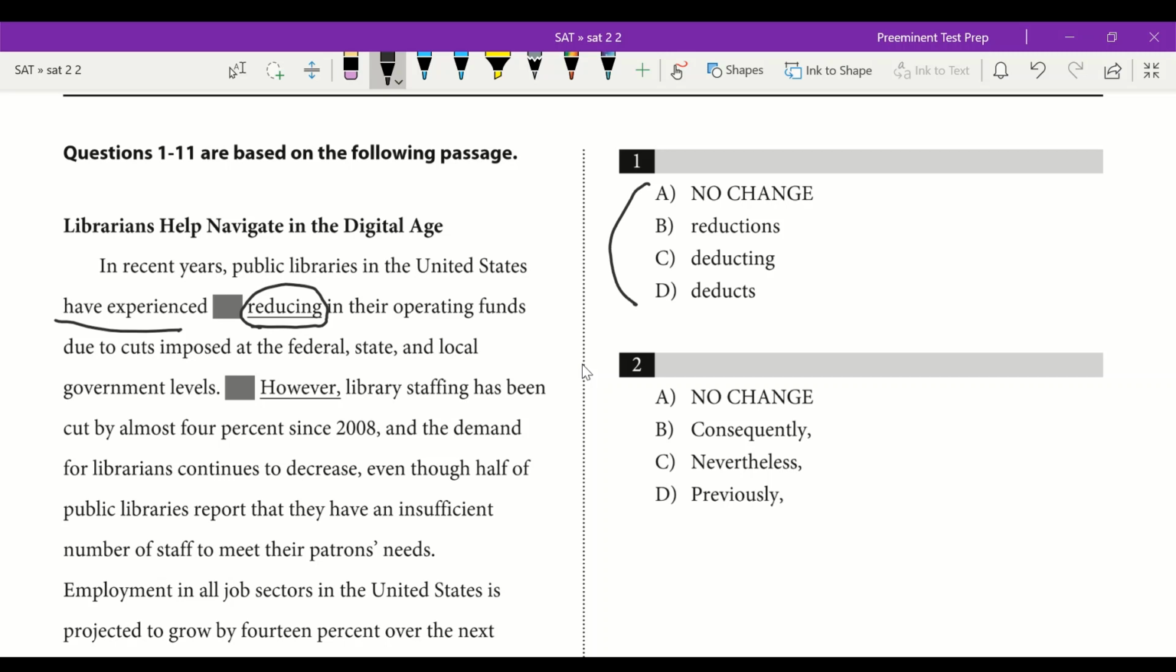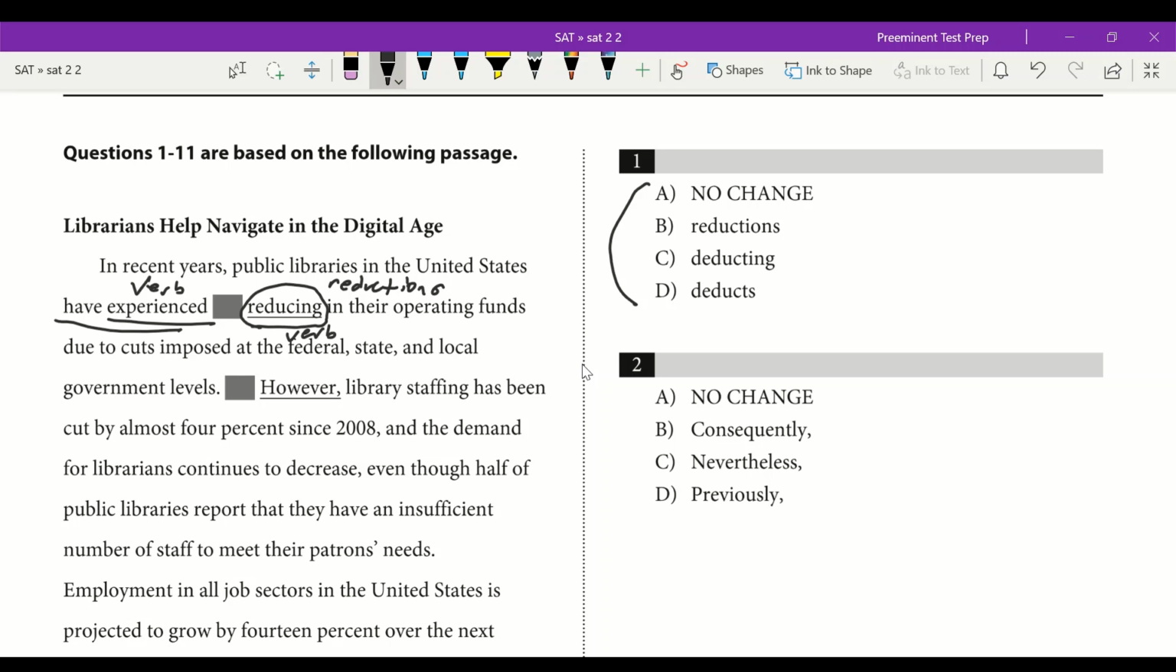So A, no change, could be my answer, but ultimately I'm just checking to make sure that this word fits grammatically in the sentence and also makes logical sense, right? So as I read, I hear, in recent years, public libraries in the United States have experienced reductions. And as I read, I want to automatically fill in that next word before I even see it, right? So I want to think, what would I say if I were writing this? Well, I know I have "experienced" here, which is a verb. So I can't have "reducing" here, which is a verb.